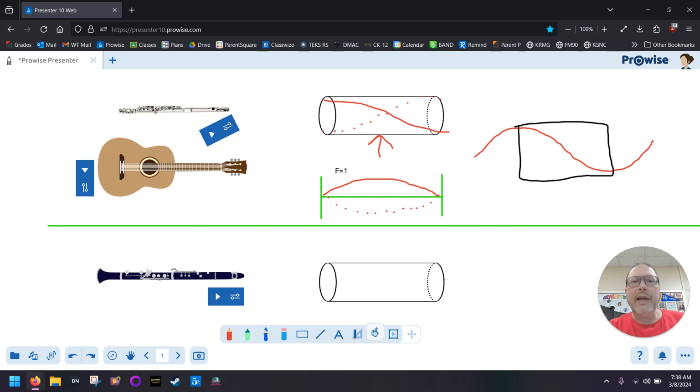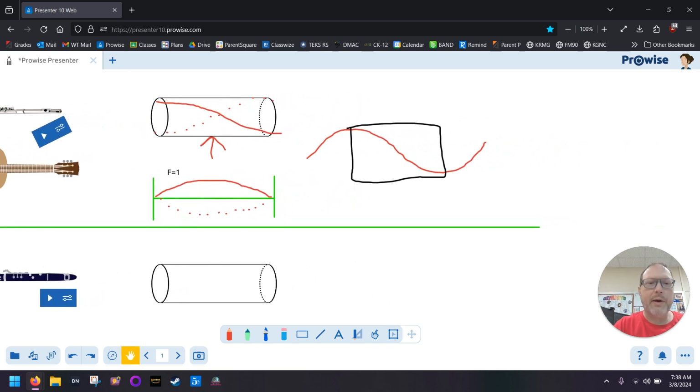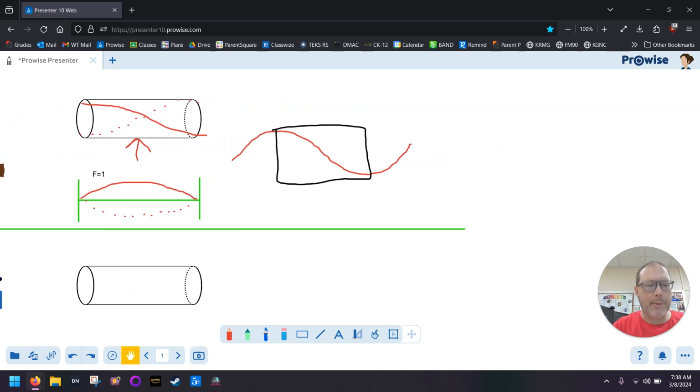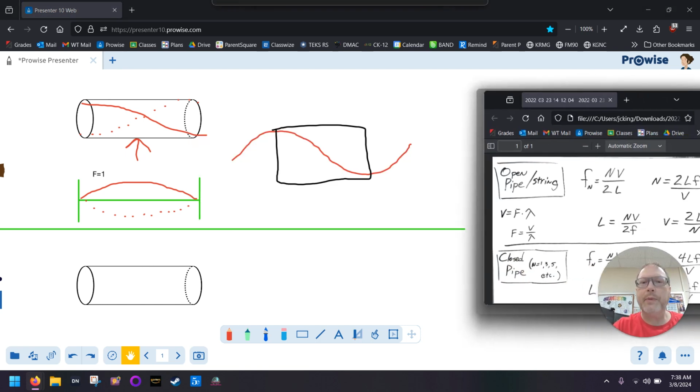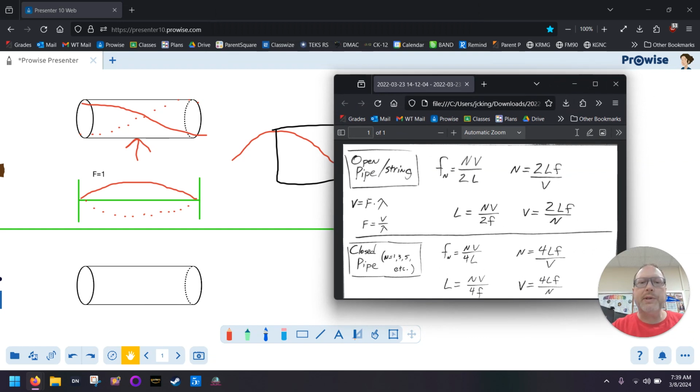But in either case, if we're doing calculations involving that, then we're going to use a certain set of equations. We're going to use the equations that are on the top half of that orange formula sheet that I gave to you. Specifically, the one right here, that's f of n equals nv over 2L.